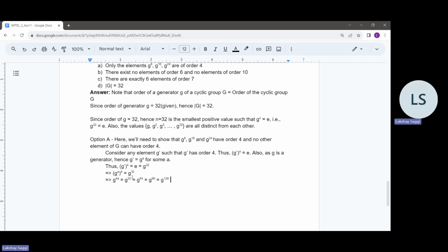So this does not mean you can just cancel these G's and find out that 4A equals 32. You'll actually need to solve the system. You'll actually obtain multiple values of A. If 4A is equal to 32, you'll obtain one value of A. If 4A equals 64, you'll obtain another value. If 4A equals 96, you'll obtain another value and so on.